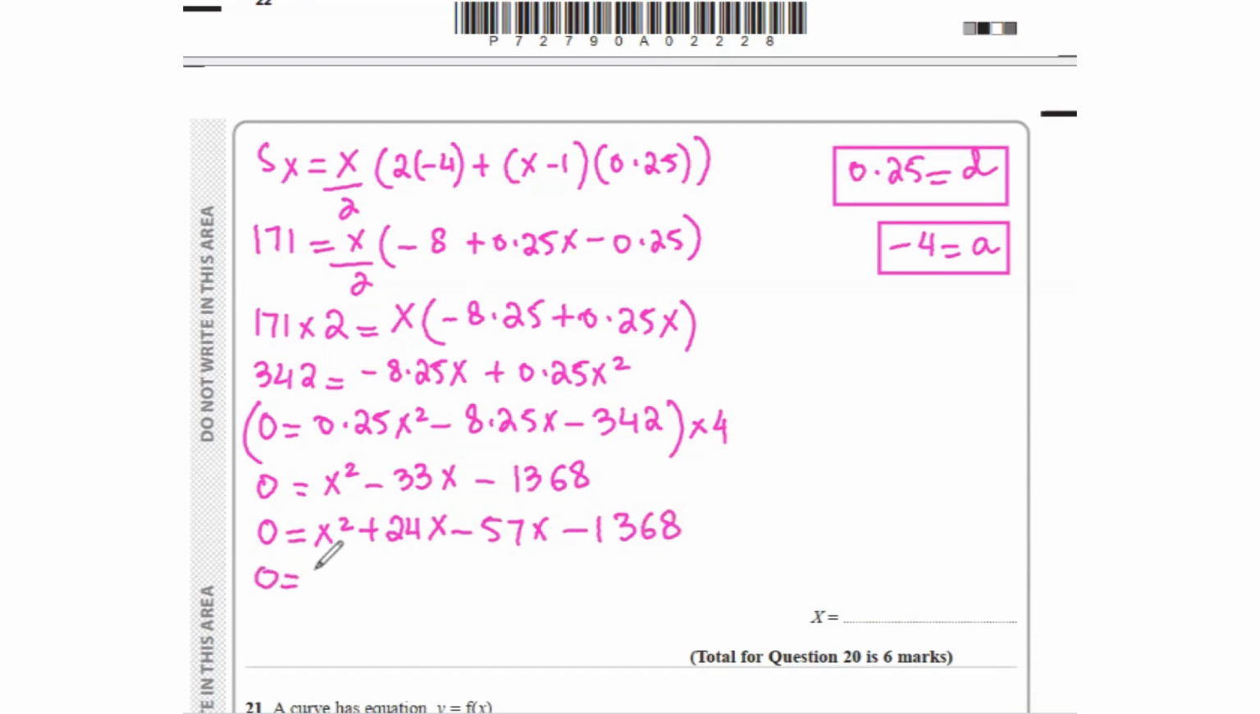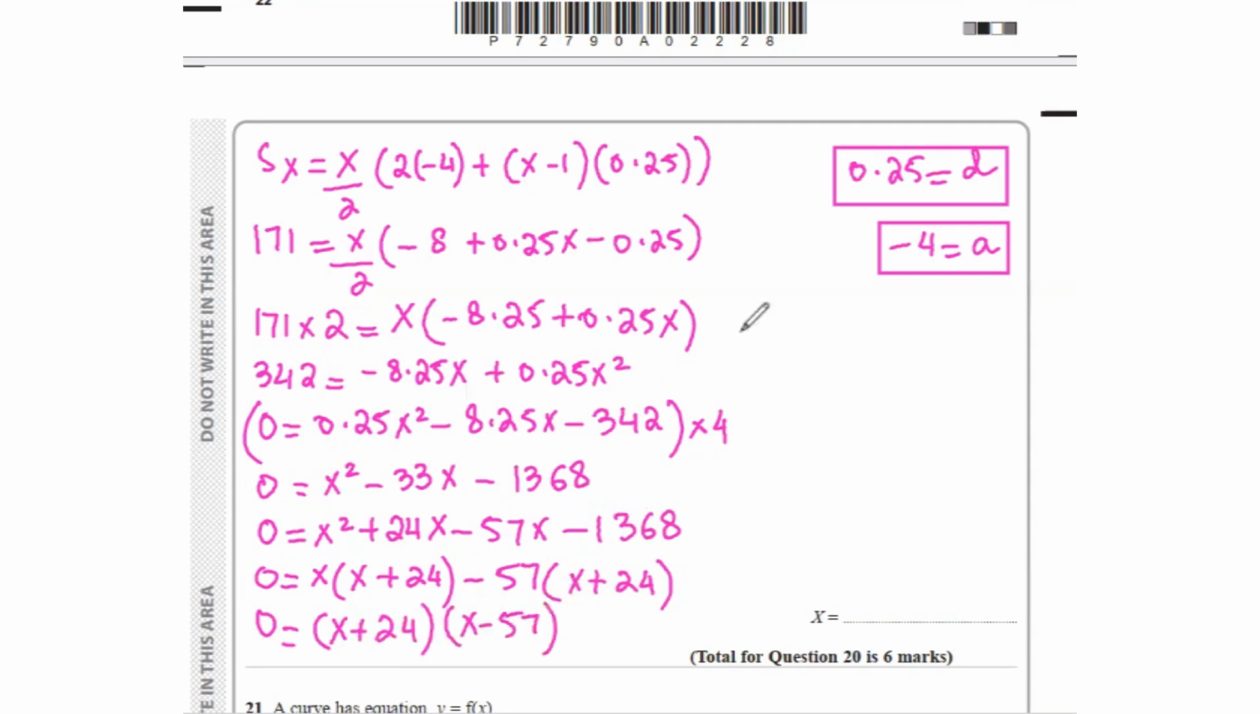Factor by grouping, we have x common in the first two terms, so x plus 24 comes in the bracket. Negative 57 is common in the third and the fourth term, so we have x plus 24 in the bracket again. Between x and negative 57, we have x plus 24 common, so we're left with x minus 57 in the bracket. So one value of x is negative 24 and the other is 57. Obviously, the number of terms cannot be negative. So the x value that we're choosing is 57. So that is your answer.